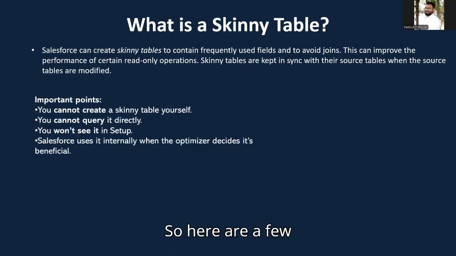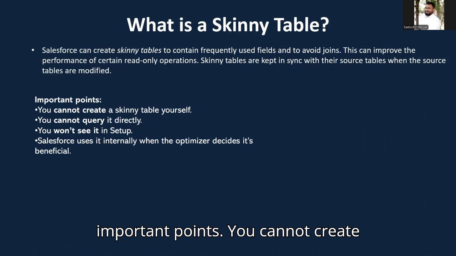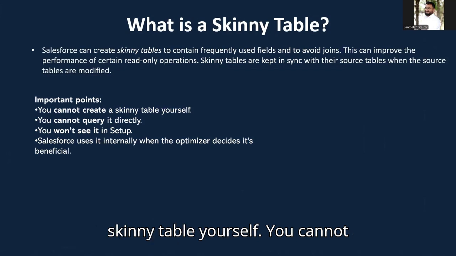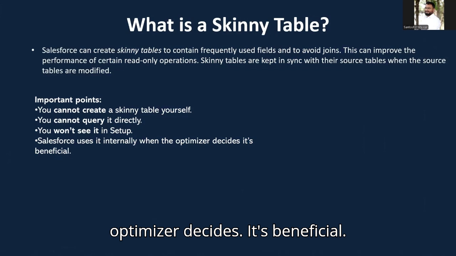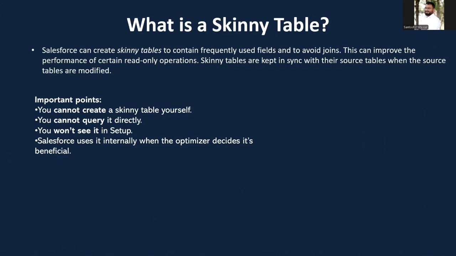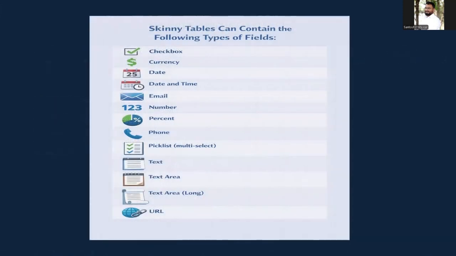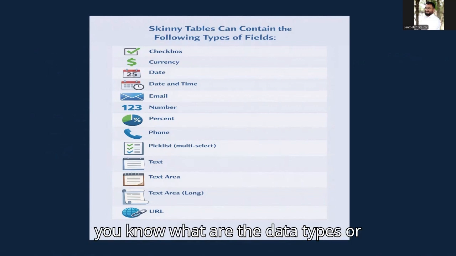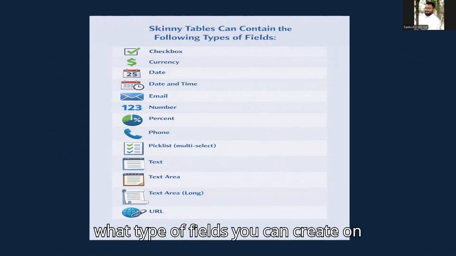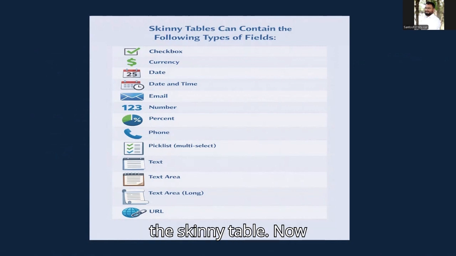So here are a few important points. You cannot create skinny table yourself. You cannot query it directly. You won't see it in setup. Salesforce uses it internally when the optimizer decides it's beneficial. Skinny table can contain only the following fields. So make sure if you are using skinny table, you know what the data types or what type of fields you can create on the skinny table.